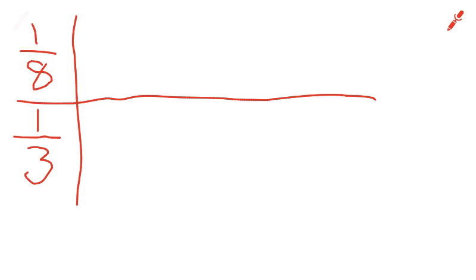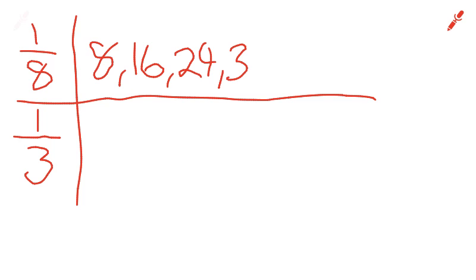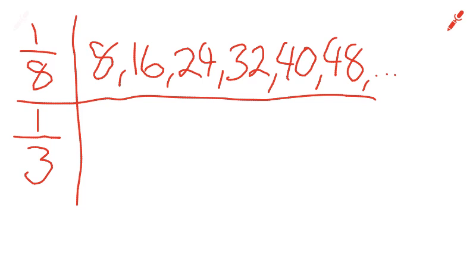All right, so I need to know the multiples for 8. Tell me some of the multiples slowly of 8. 8, 16, 24, 32, 40, 48. And we'll stop there. And we'll put dots, saying that it goes on.